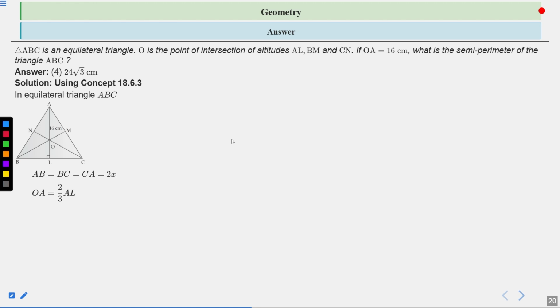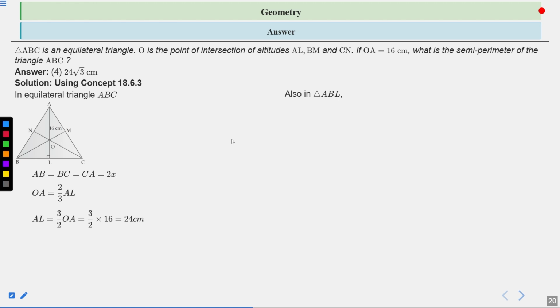So we can say that OA equals 2 by 3 of AL. So AL will become 3 by 2 of OA. We just put the value 3 by 2 into 16, it will become 24 centimeter. Now we get the length of perpendicular AL, which equals 24 centimeter.